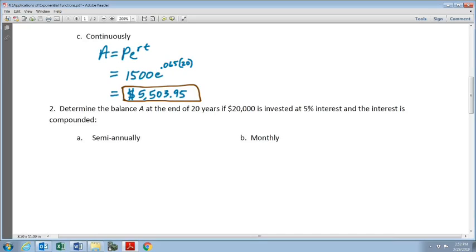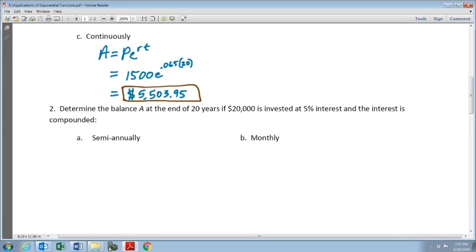Again, I want to remind you, you're going to type in the 1500, and then you'll hit second ln, and then you'll put in the exponent 0.065 times 20, all inside parentheses. Just one parenthesis around 0.065 times 20. Alright. And it also depends on your calculator. On some, like the TI-83, you have to be a little bit more careful when you're putting in exponents.